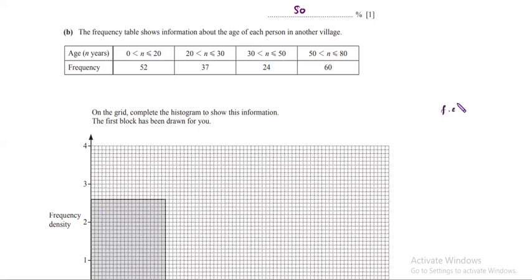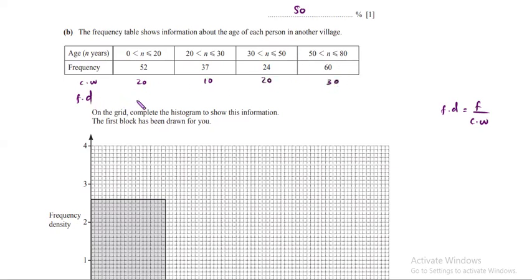The formula for the frequency density is the frequency divided by the class width. So in this case, the frequency is given. We need to find the class width. Then we can calculate the frequency density. The class width is going to be the difference of the highest and the lower value here for each of the intervals. So 0 to 20, that's going to be 20, 20 to 30, that's a 10, 30 to 50, that is a 20, 50 to 80, that's a 30.